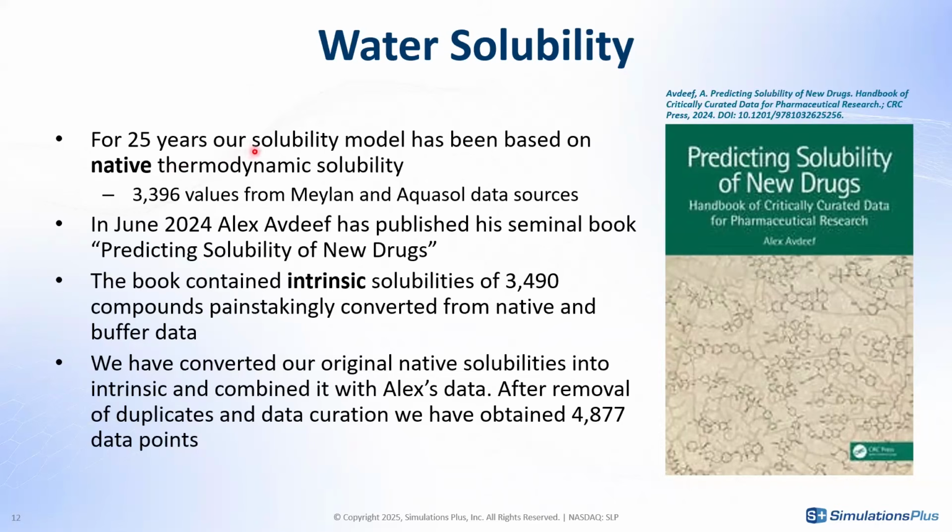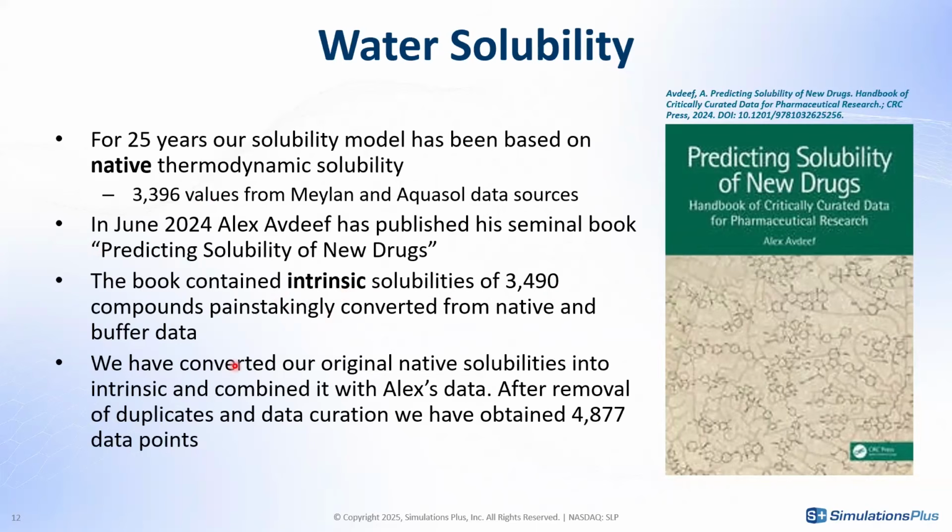So up until now, our solubility model has been based on native thermodynamic solubility. So native refers to pure compound dissolved in pure water. We've had just about 3,400 values from a major paper from Malin and the Aquasol database. Now, last year, Alex Avdeev published a book predicting solubility of new drugs that contained a large number, almost 3,500, intrinsic solubilities. Intrinsic solubility refers to the solubility of the neutral species.